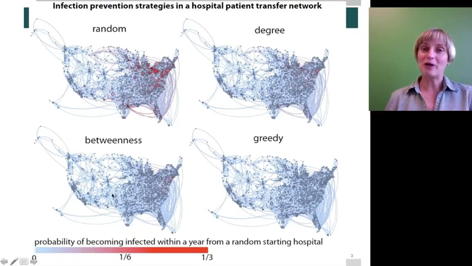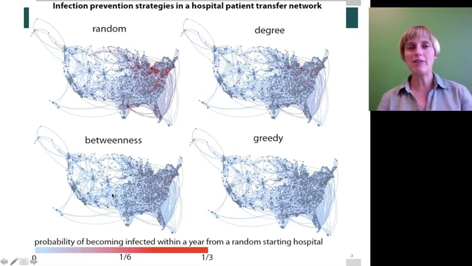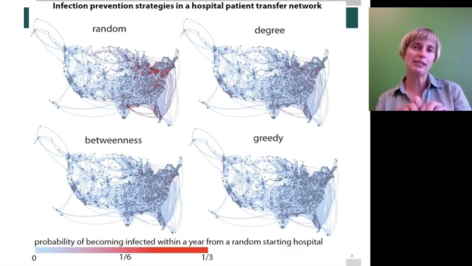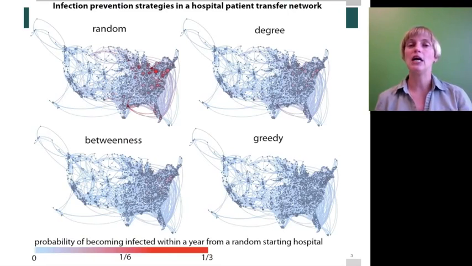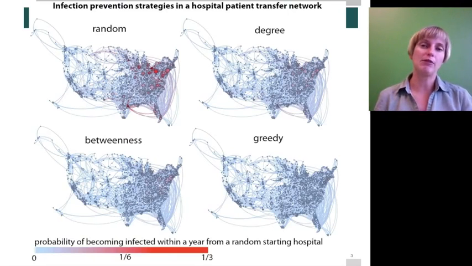However, we also know about betweenness, right? And we know that if a hospital is sort of bridging, say, the East and West Coast, then being able to target those hospitals that are kind of between a lot of other hospitals might be even more effective. And indeed it is. When you target based on betweenness as opposed to degree, you reduce infections even further.